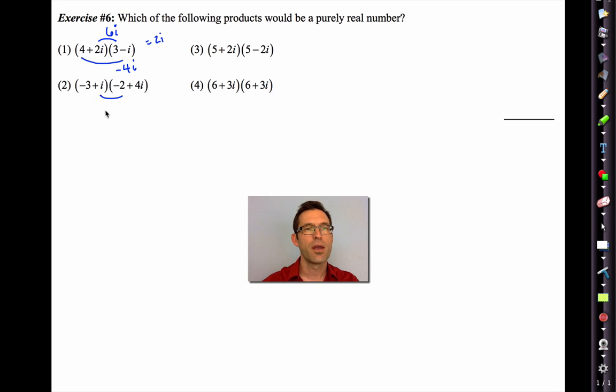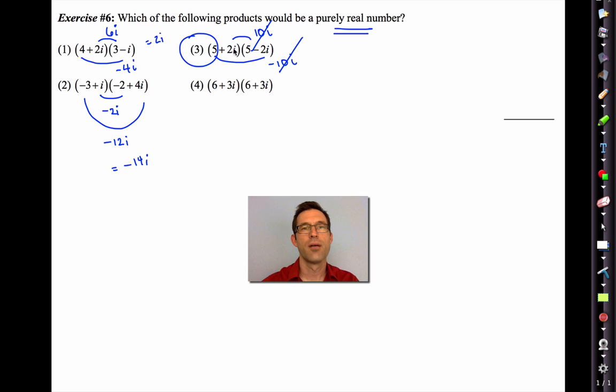Let's look at this one. Here I'd have negative 2i. Here I'd have negative 12i. Yeah, that definitely is going to give me an imaginary component. Here I'm going to have 10i. And here I'm going to have negative 10i. Oh, those are going to cancel, and I'm going to get something that is perfectly real. Choice 3. All right, pause the video for a second and write that down, and then we'll wrap it up. Okay, let's clear out the text.